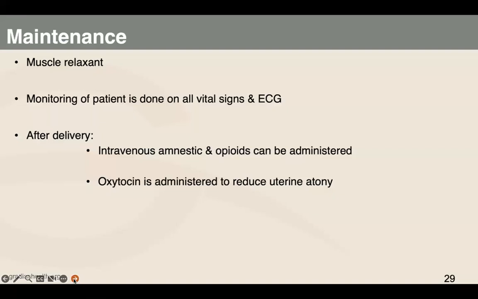And then oxytocin is administered to reduce uterine atony. Oxytocin is the first line agent, given usually as 5 international units by slow infusion. Rapid infusion has been associated with maternal hypotension, and this could be maintained as an infusion, or you could go for second line agents like misoprostol or ergometrine, depending on the maternal hemodynamics. Okay, next slide.